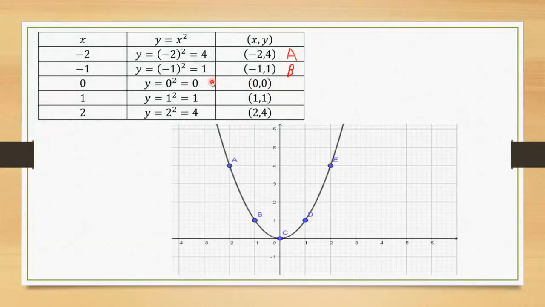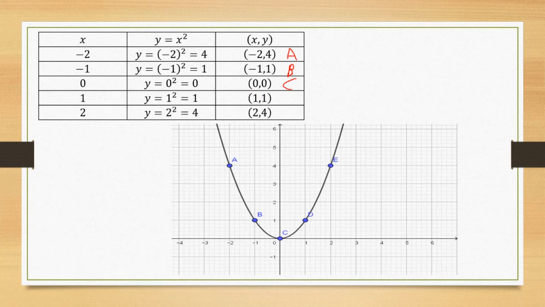When x is 0, y is 0, right? Well, so B was -1, 1. When x is 0, we get y has to be 0. So because of that, the origin is on the graph, right? When x is 0, y has to be 0. So this point is on the graph, and that's what point C is. And you keep on going.